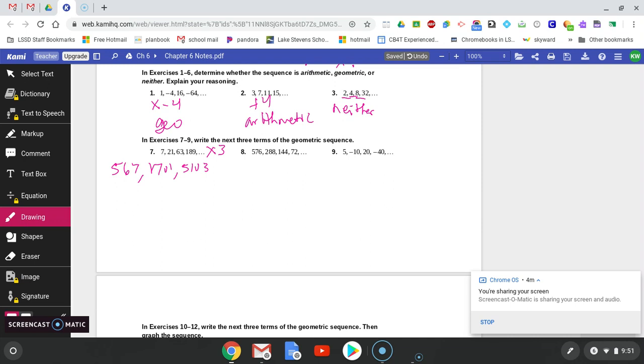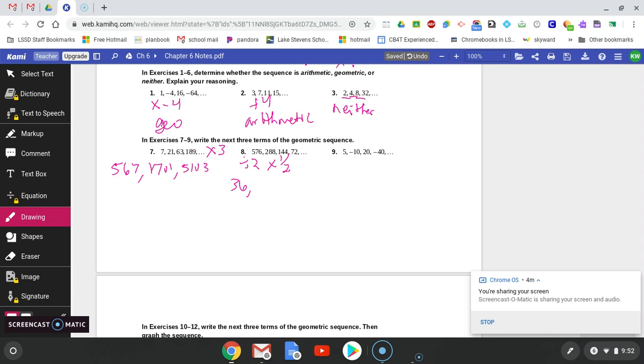Try the next 2. Okay, so on number 8, the pattern is you're dividing by 2, which is the same thing as multiplying by 1/2. So you just need to continue that. So if I do 72 divided by 2 or 72 multiplied by 1/2, I get 36.